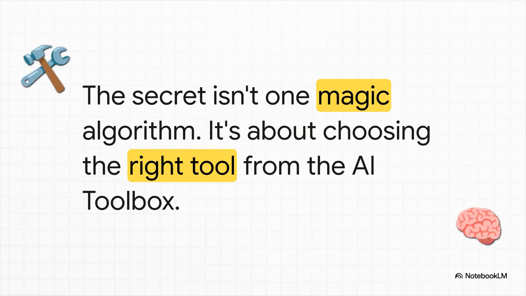And that right there is the key idea for this whole explainer. See, there isn't one single AI that does everything. It's more like a workshop full of different tools. The real secret to building amazing AI is knowing exactly which tool to pull out for which job.